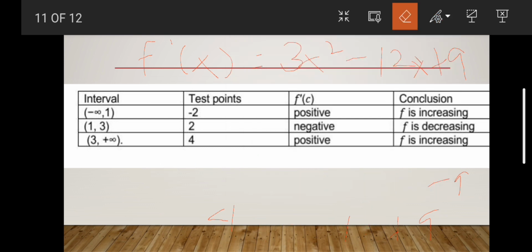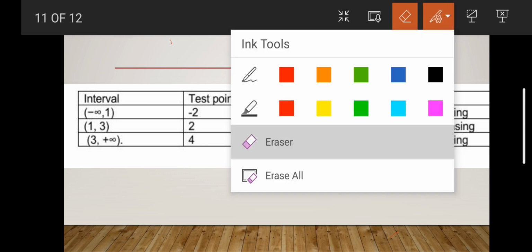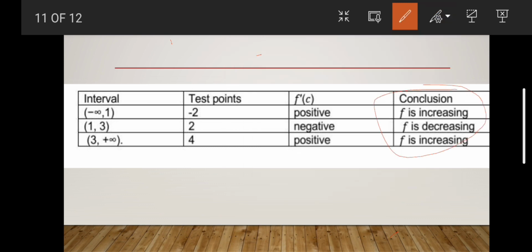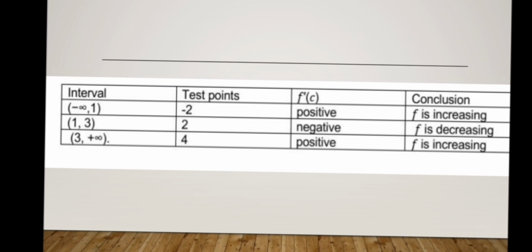And note that if f prime c is positive, then the function is increasing. But if f prime c is negative, then our function is decreasing. So it is written in the conclusion here. Okay, so we can now conclude that in interval negative infinity to 1, the function is increasing. And for the interval 1 and 3, the function is decreasing. And from the interval 3 to positive infinity, the function is increasing.